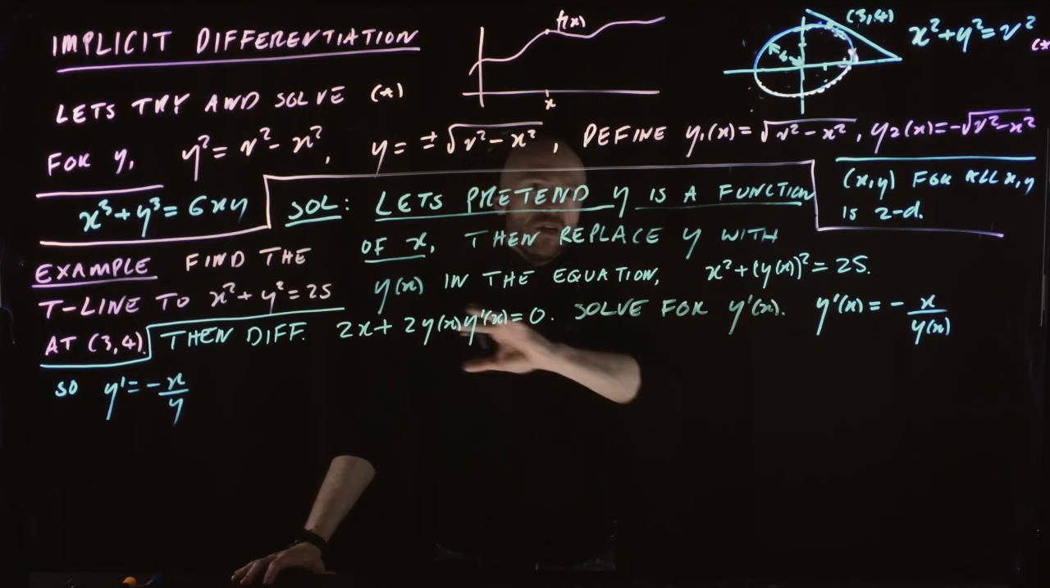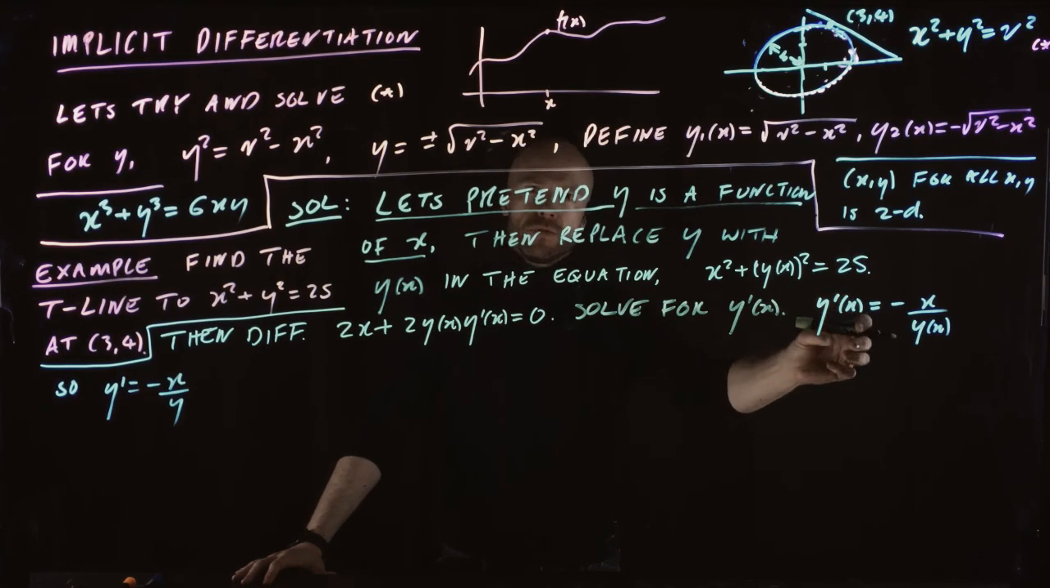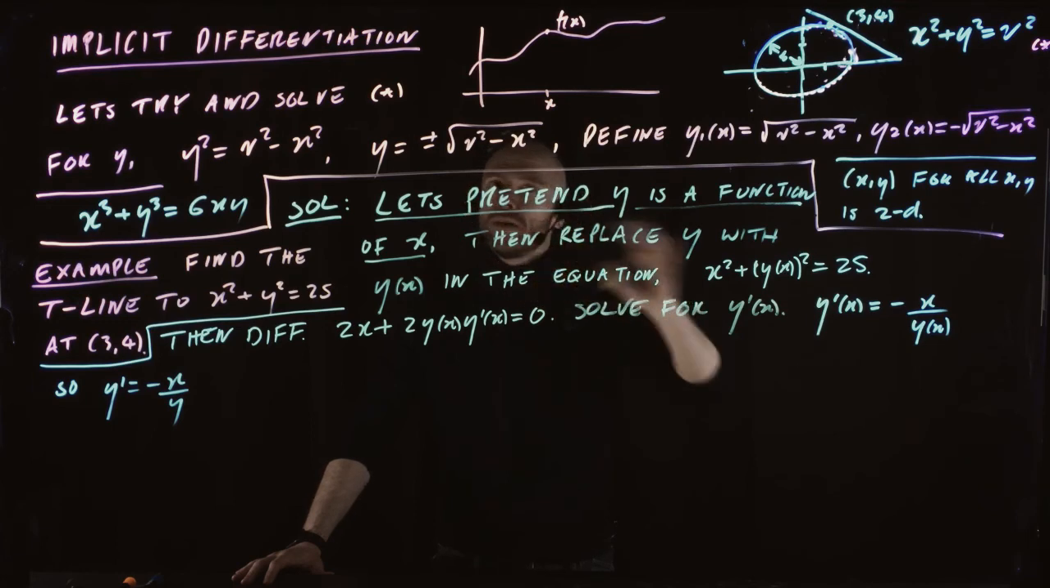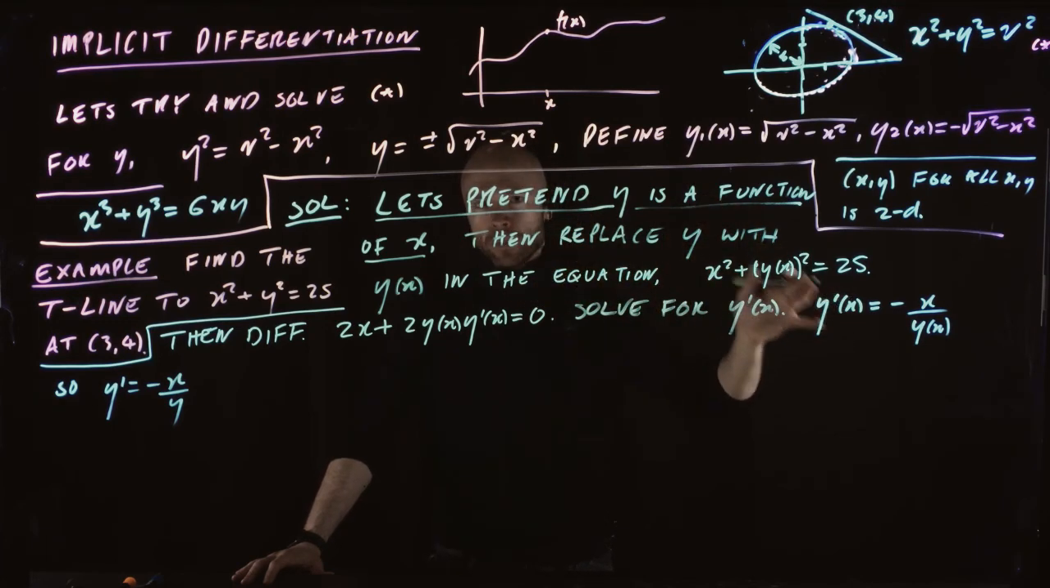Write y of x all the way through until you have whatever you're looking for, the y prime of x. Later we'll do the second derivative, y double prime of x. When you have the answer, then no more need to do it. Or when you've done the final differentiation, no more need to do it. But until then, keep writing y of x.